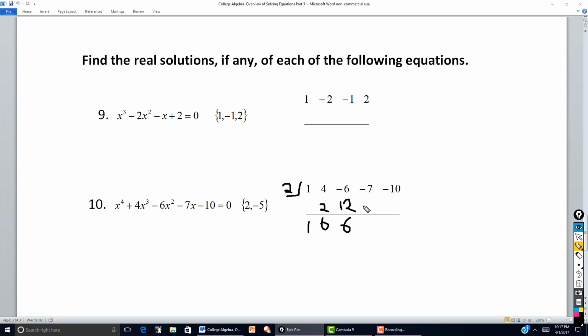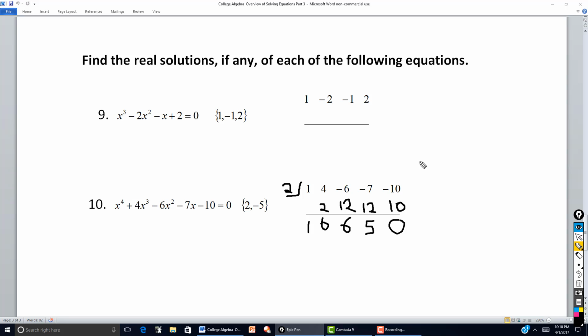2 times 6 is 12. -7 and 12 is 5. And then 2 times 5 is 10. Okay. So -10 and 10 is 0. So I know then that 2 is a 0 of the polynomial on the left side, which means it's a solution to the equation. Okay. And also I know that because I got 0 there for the remainder, x minus 2 is a factor.